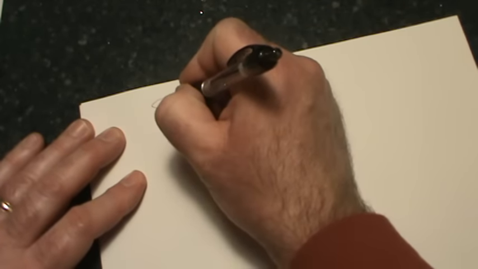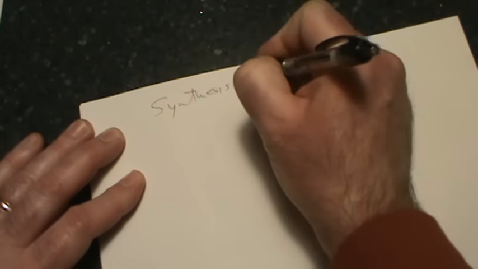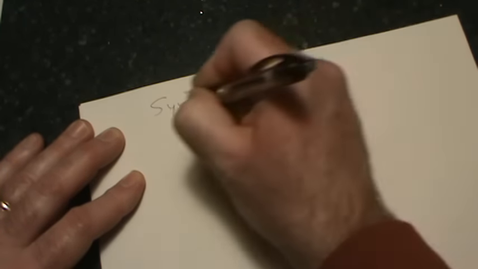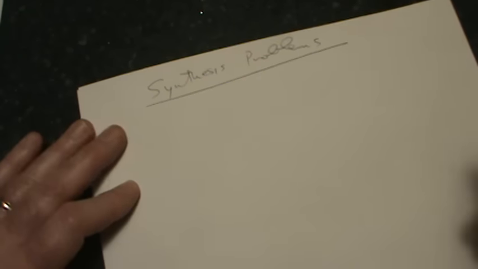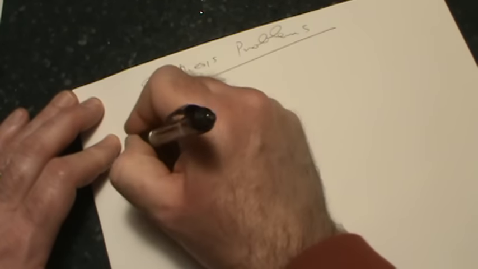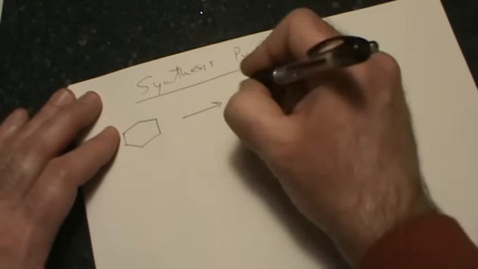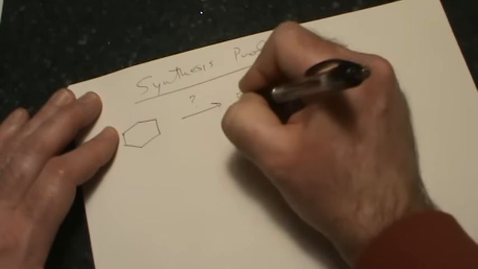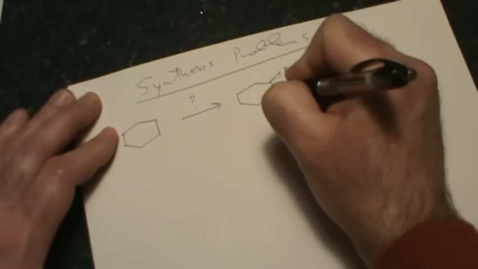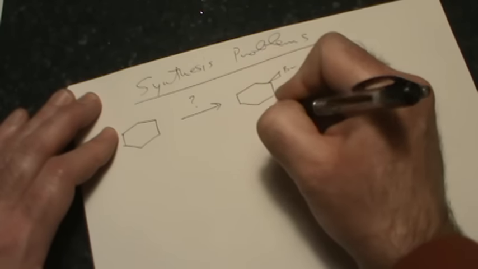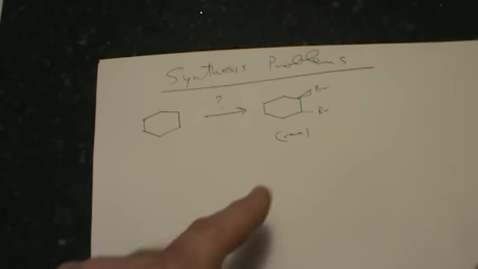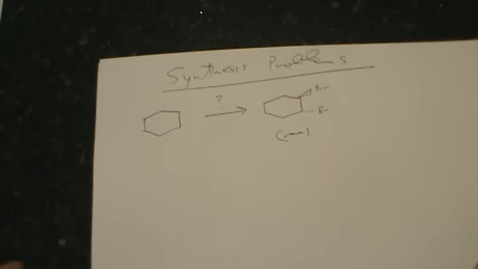All right, let's do a little bit of synthesis. Synthesis problems, particularly a couple right now that involve free radical reactions. This one is taken right out of the homework. What if you had to start with cyclohexane and you wanted to produce this trans-1,2-dibromocyclohexane as a racemic mixture? How would you do it?